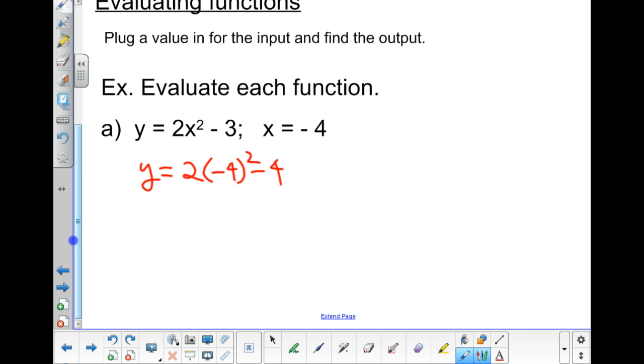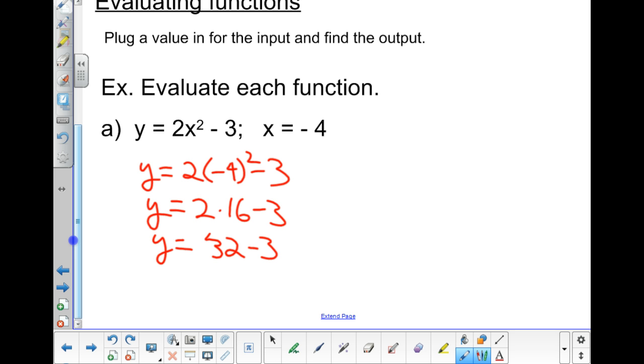Now, finding this, I'm just going to follow the order of operations. I'm going to get y equals 2 times 16 minus 3, so y equals 32 minus 3, and so y equals 29. So the answer is when x is negative 4, y is 29.